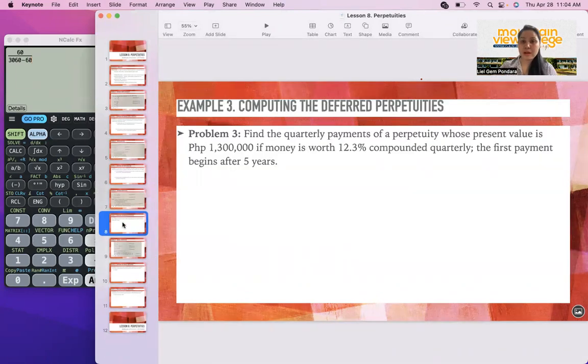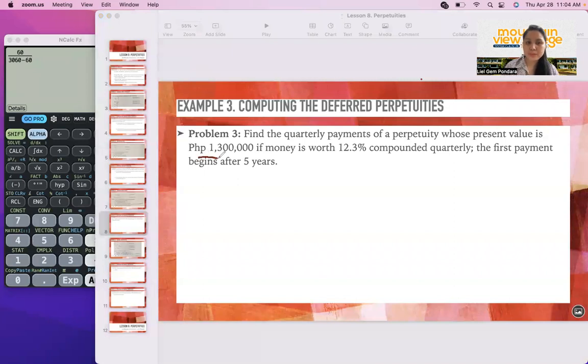Problem number 3. Find the quarterly payments of a perpetuity whose present value is at 1,300,000 if money is worth 12.3% compounded quarterly. The first payment begins after 5 years. So if we check, the 1.3 million here is our amount, while 12.3%, that is our J, 0.123, compounded quarterly, or M, is 4. So let's compute for the I.